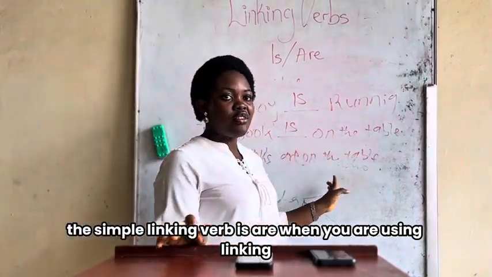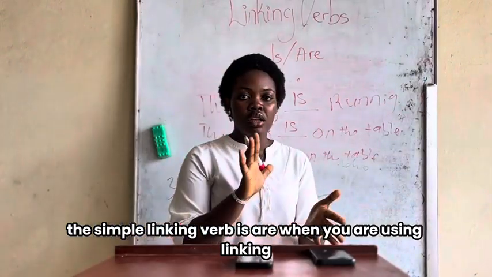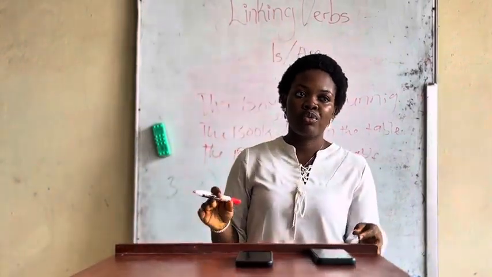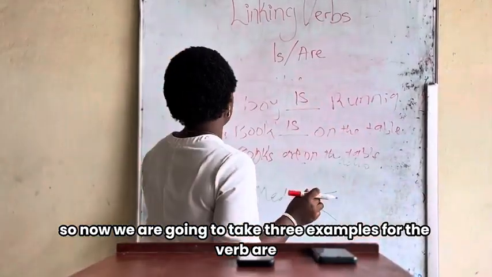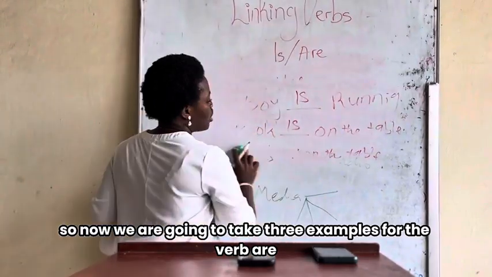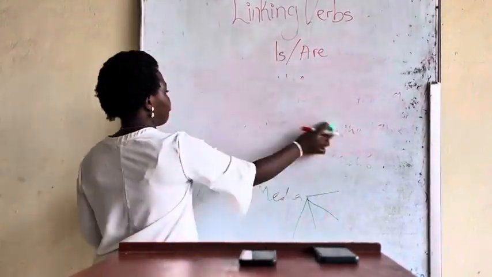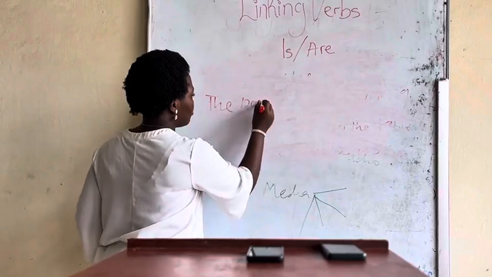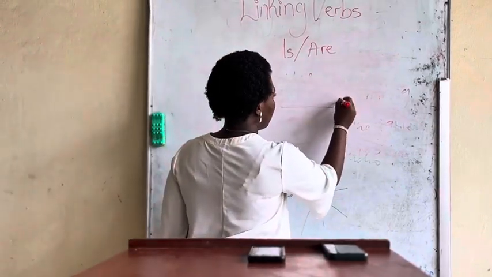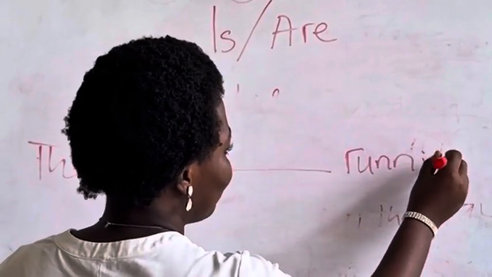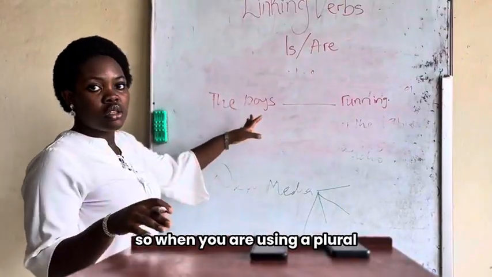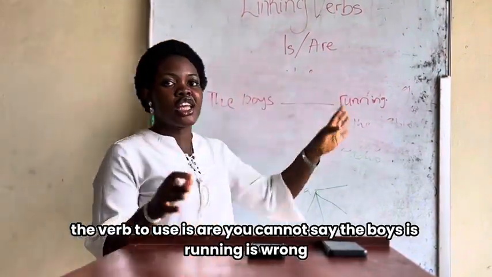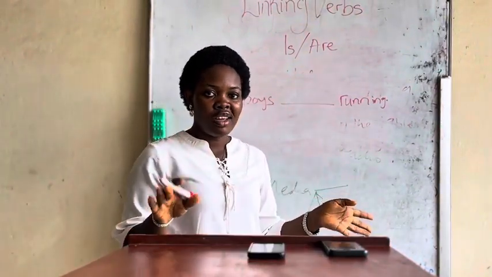The second linking verb is are. When you are using the linking verb are, your word or noun has to be in plural form. So now we are going to take three examples for the verb are. The boys dash running. So when you are using a plural, the verb to use is are. You cannot say the boys is running. Is is wrong. Hope you're understanding me.